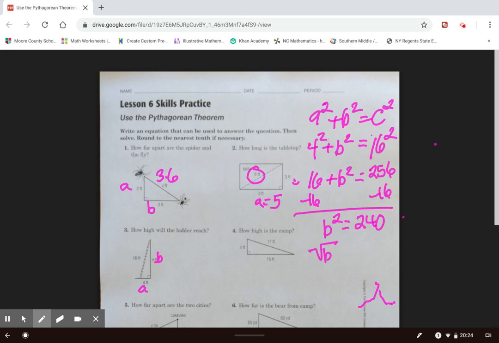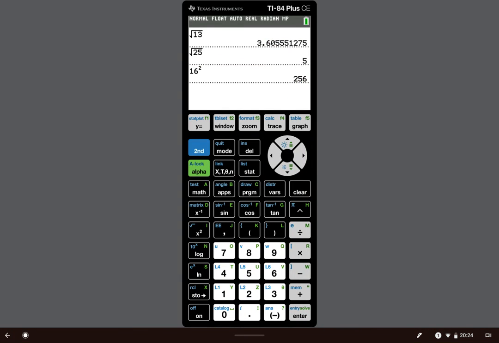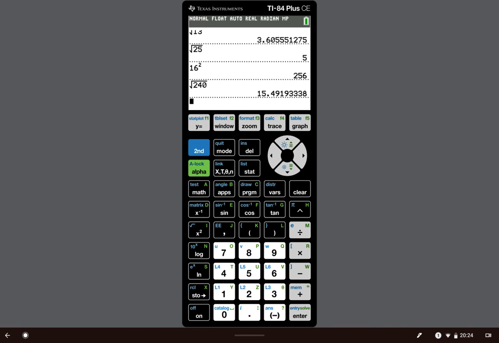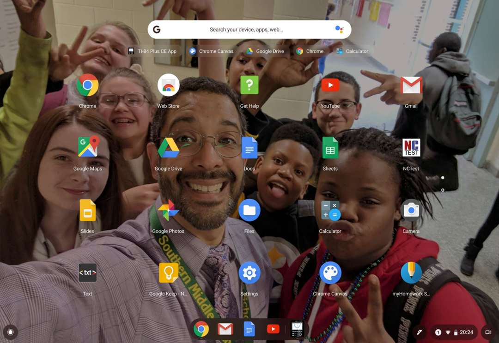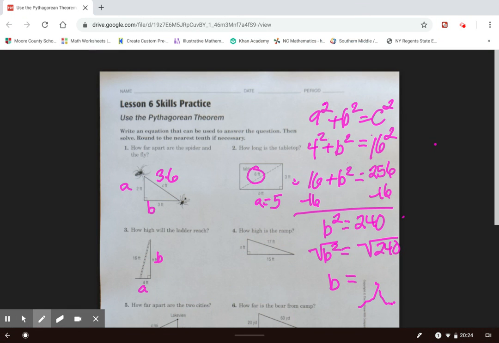So now I take the square root of both sides. So second function key, square root. And I get 15.4919338. So I'm rounding to the tenths. So my tenths position is 4. So I look next door. Is it 5 or more? It is. So I add one more. So 15.5. So that means this side over here is going to be 15.5.